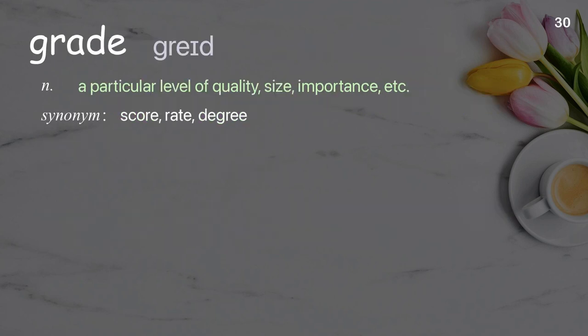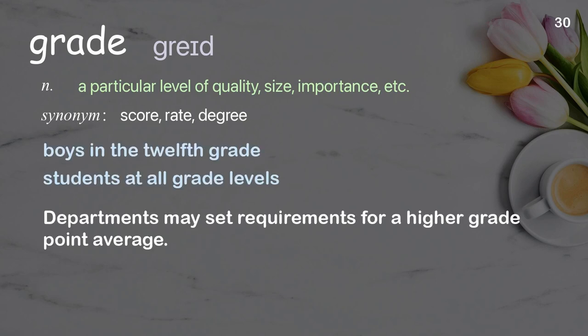Grade: a particular level of quality, size, importance, etc. Examples: boys in the 12th grade. Students at all grade levels. Departments may set requirements for a higher grade point average.